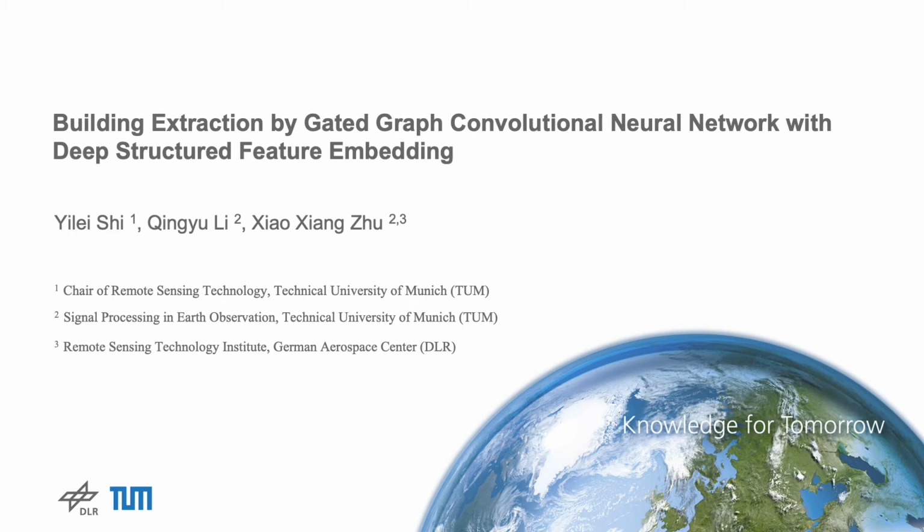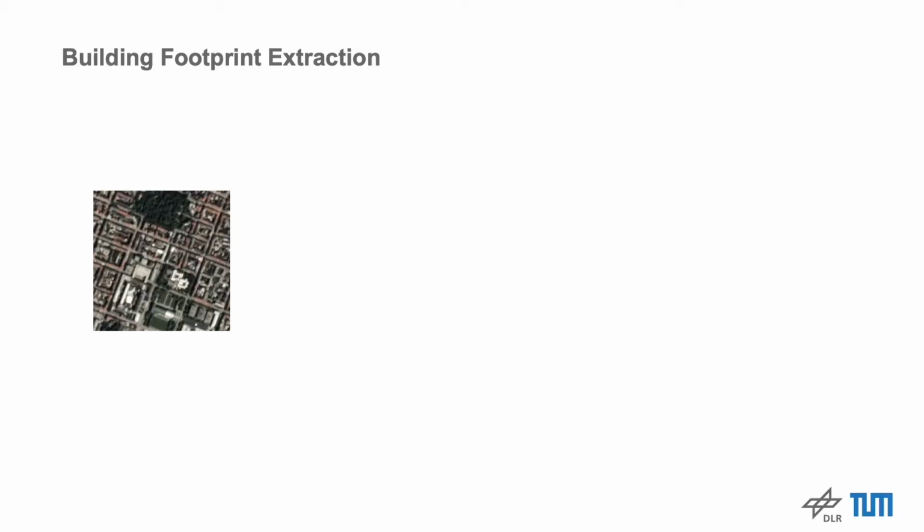Hello, Aaron. This work is talking about building extraction by gated graph convolution neural network with deep structured feature embedding. Building footprint information is an essential ingredient for 3D extraction for urban models.